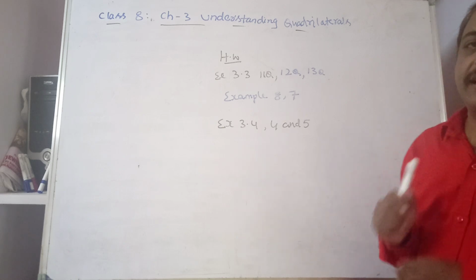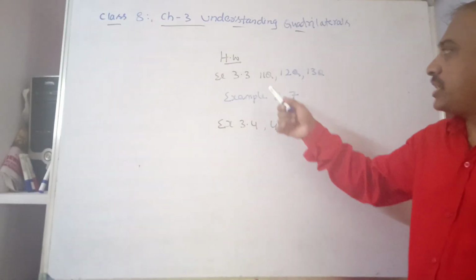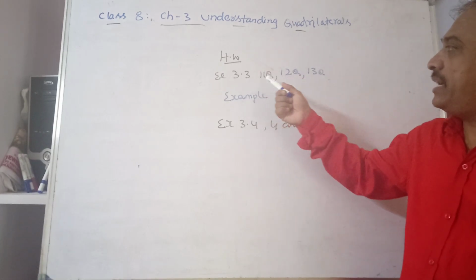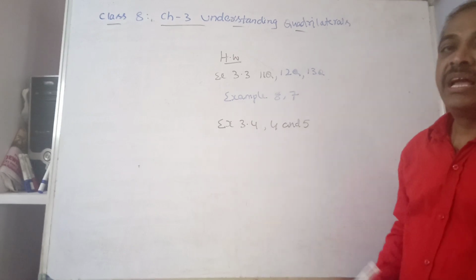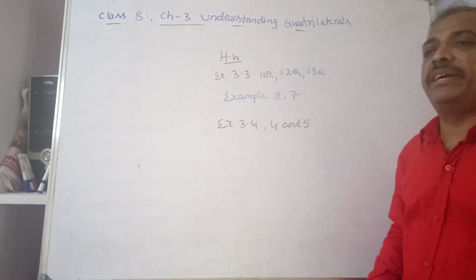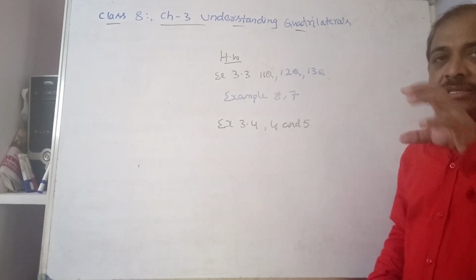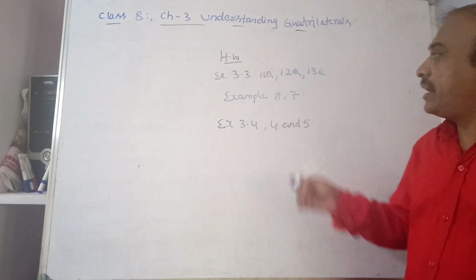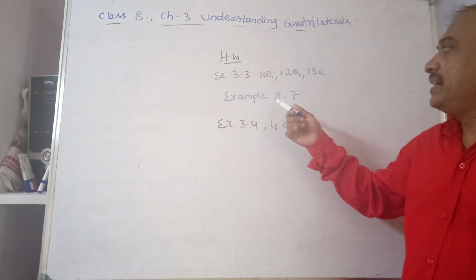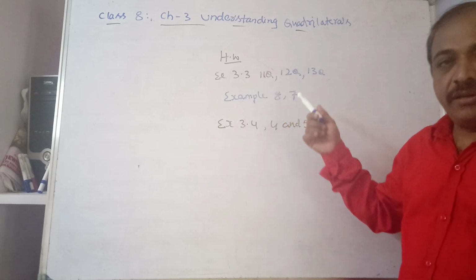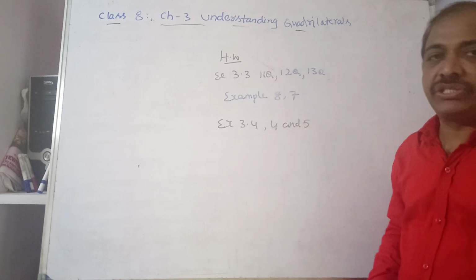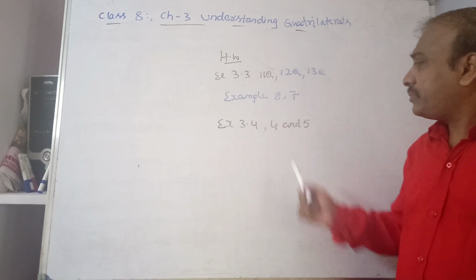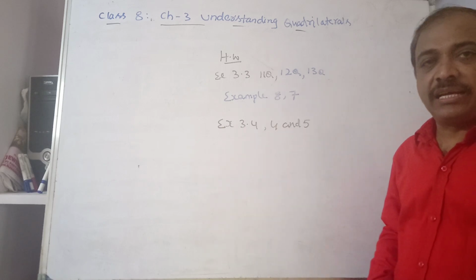And in the previous exercise, that is 3.3, questions number 11, 12, 13 are homework. Now in today's discussion, we discussed the properties of some other quadrilaterals, that is the rhombus, rectangle and square. So we have examples 7 and 8. Examples 7 and 8 you have to finish in your classwork. And exercise 3.4, fourth question and fifth question, do it in the classwork.